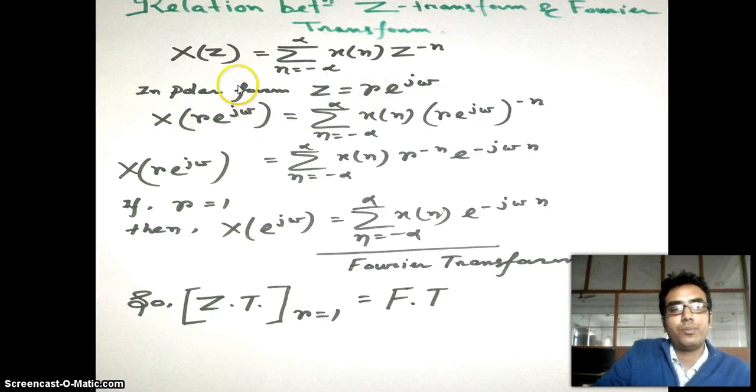So if you put z equal to r e to the power j omega, then it will become X(r e to the power j omega) equal to summation n equal to minus infinity to infinity x[n] (r e to the power j omega) to the power minus n. So if r equal to 1, then it will be X(e to the power j omega) equal to summation n equal to minus infinity to infinity x[n] e to the power minus j omega n.